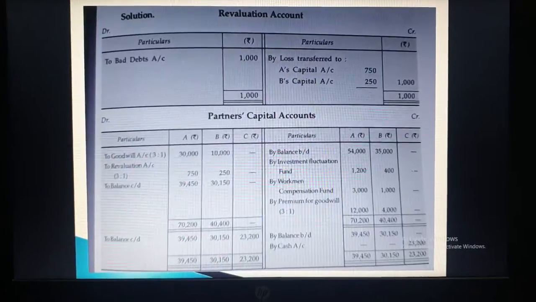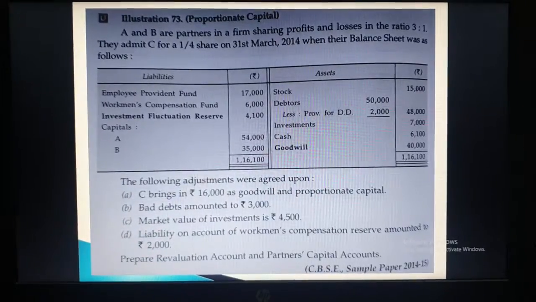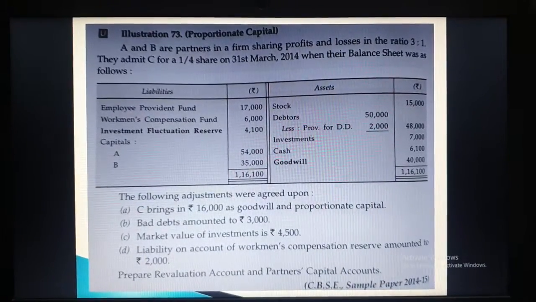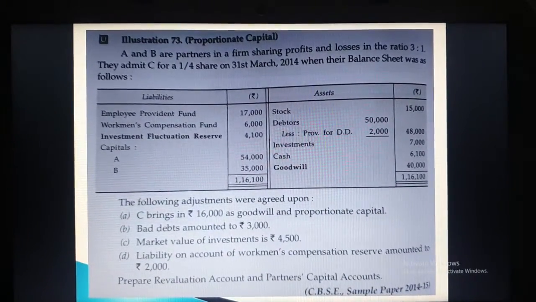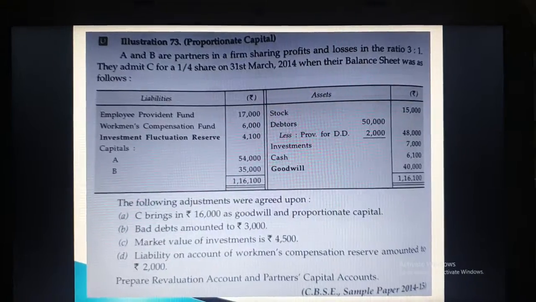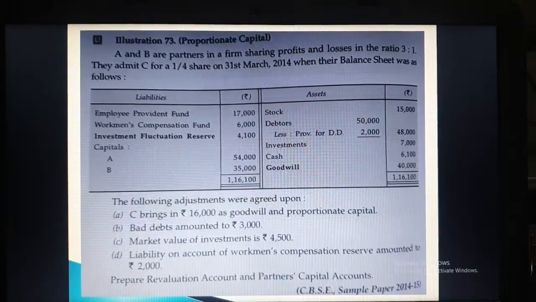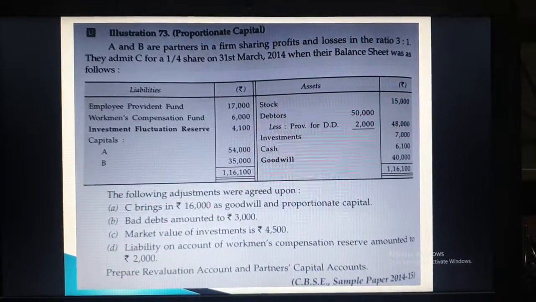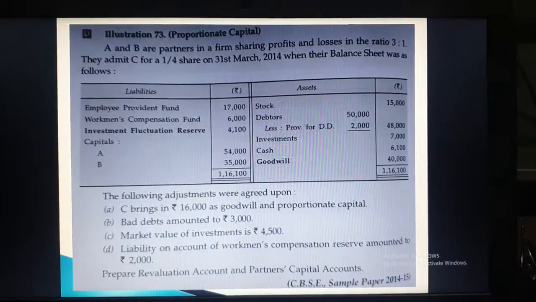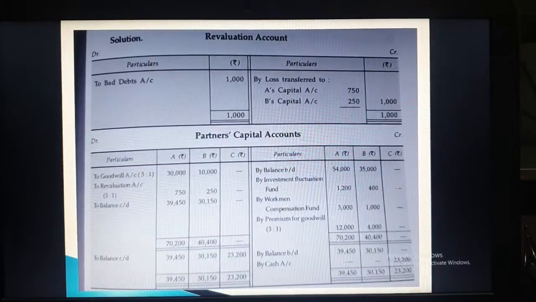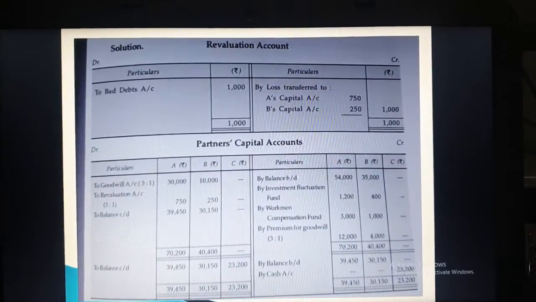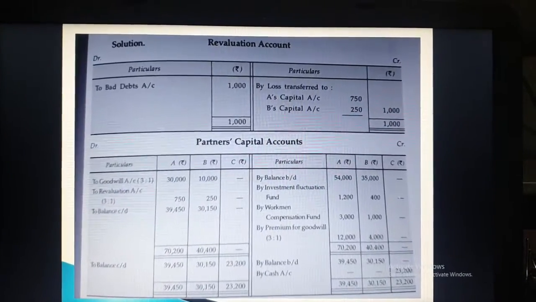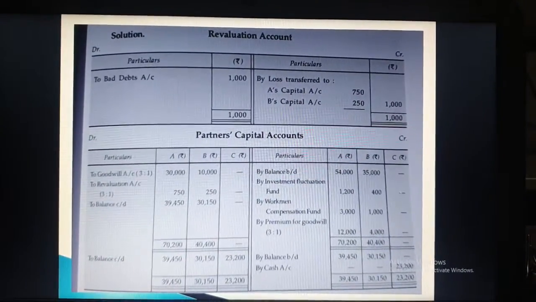So come to the question part again. It is given in the first point that C brings 16,000 goodwill, and I told you that goodwill brought by the new partner will be distributed in sacrificing ratio, and in this case the sacrificing ratio will be the same as the old ratio, that is 3:1. So it will be shown on the credit side by premium for goodwill, and 16,000 will be distributed in sacrificing ratio, that is 3:1.